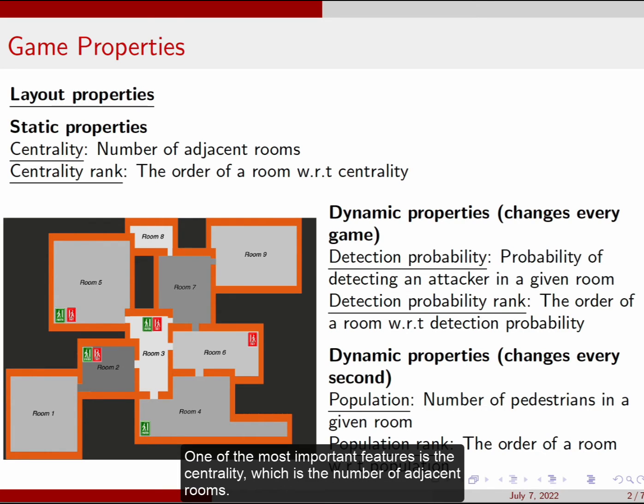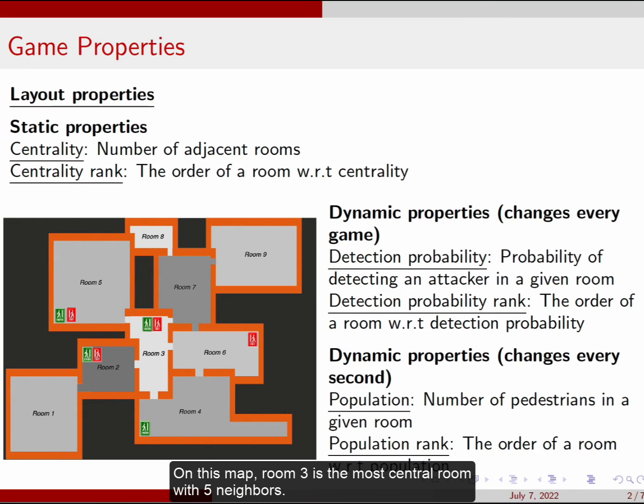One of the most important features is centrality, which is the number of adjacent rooms. On this map, room 3 is the most central room with 5 neighbors. At each game round, the defender has different attacker detecting capabilities. These can stem from the security resources allocated to each room. If a room is bright, there is higher visibility and the detection probability is higher. The pedestrian flow continues throughout a game, and this gives a dynamic population to each room that changes every second.